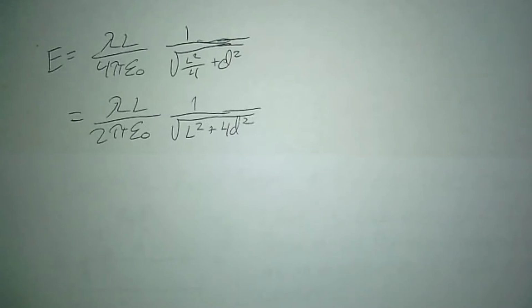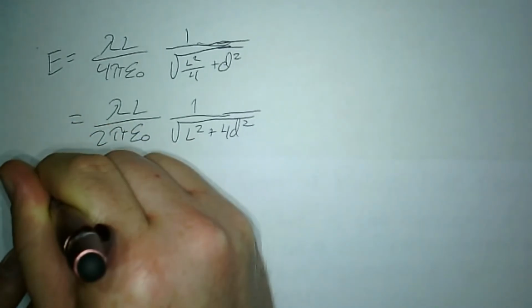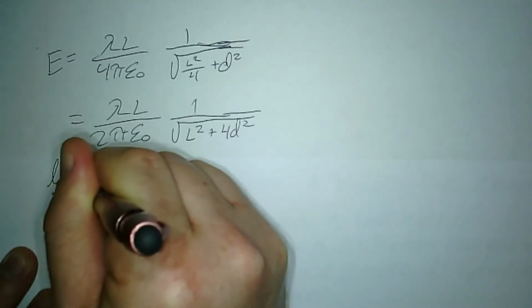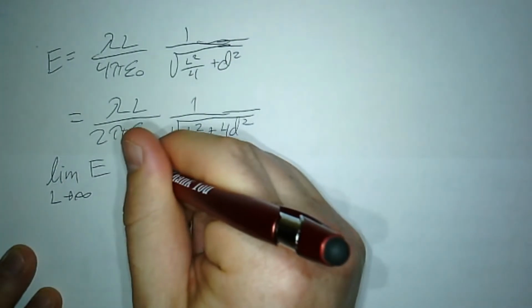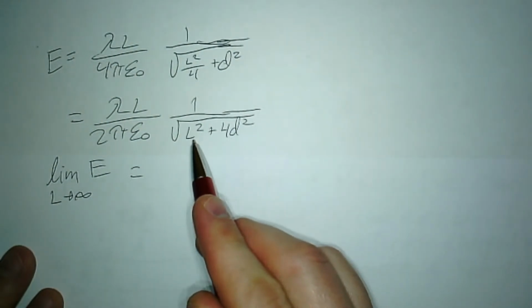But what I want to do is, what if I said, let's do this in the limit that L is infinity. So I want to say, what is the limit of E as L approaches infinity? What is that going to get us? Well, if L goes to infinity.